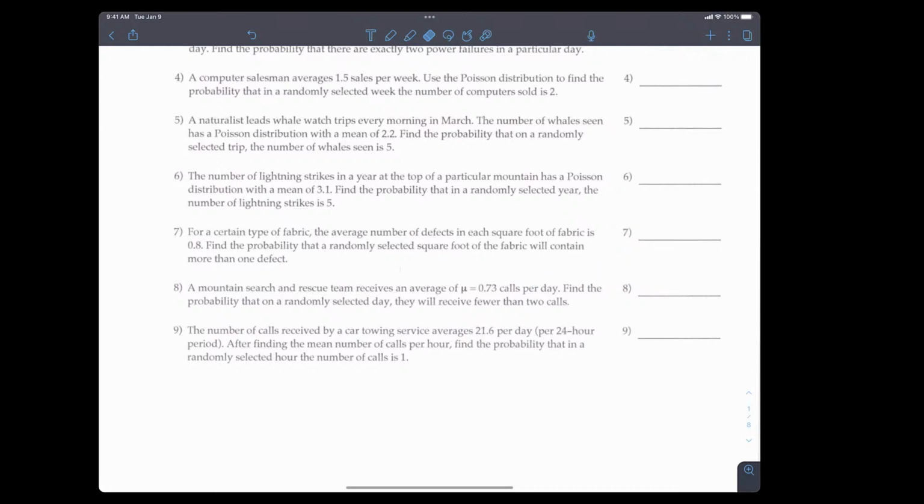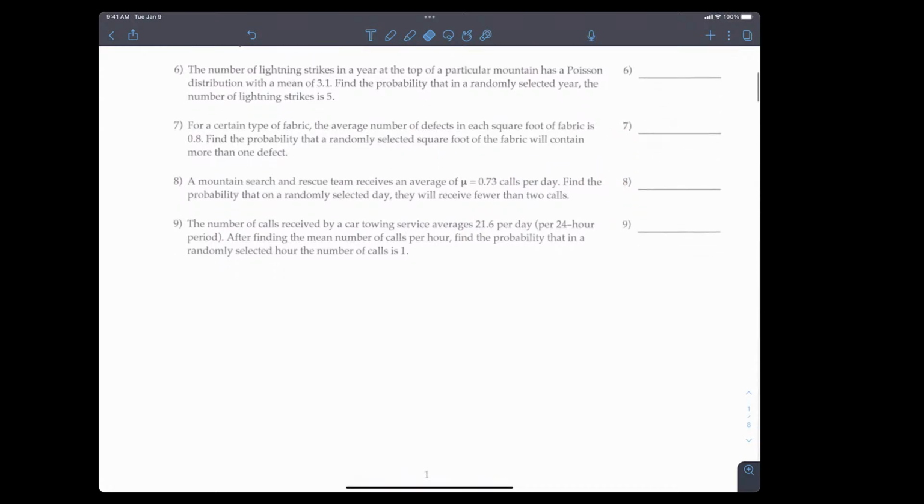So number 6 here. This is going to be good. Number 6. We may have to start writing things down here. The number of lightning strikes in a year at the top of a particular mountain has a Poisson distribution with a mean of 3.1. So number 6, I'm going to write this down. X is the number of lightning strikes in a year.